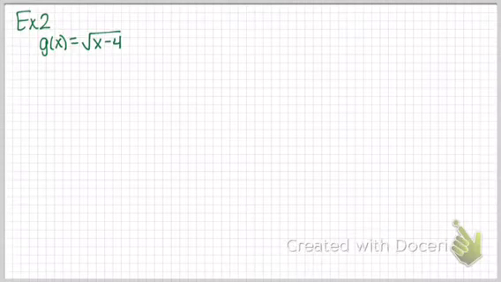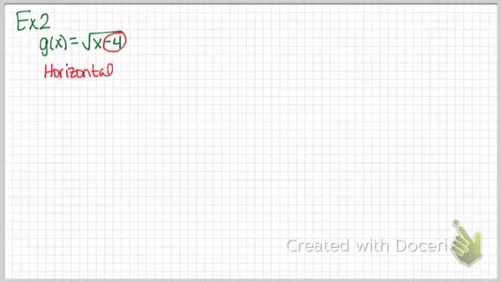Okay, so in example 2, they want us to use a graph of f of x equals the square root of x to obtain the graph of g of x equals the square root of x minus 4. So let's think about this. What is this minus 4 going to do? Well, where's it located? It's inside that radical with x, and if it's inside, then we know it's going to be horizontal.